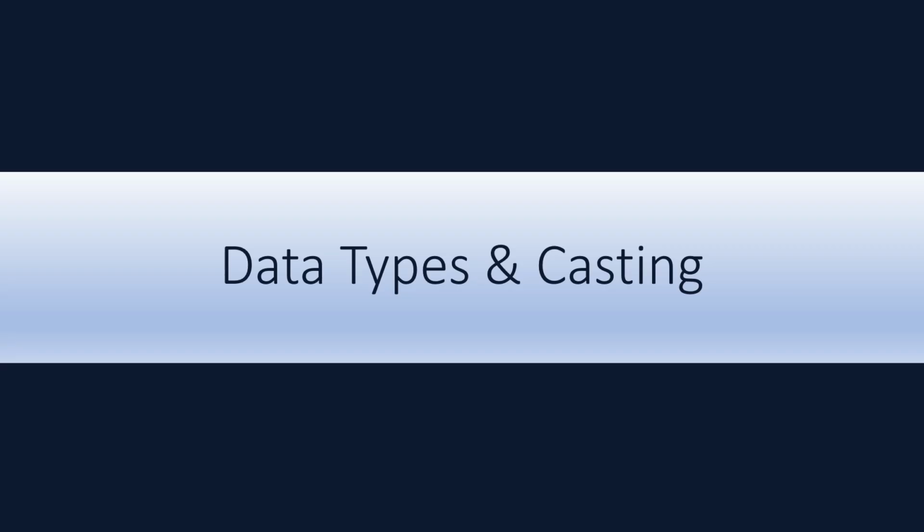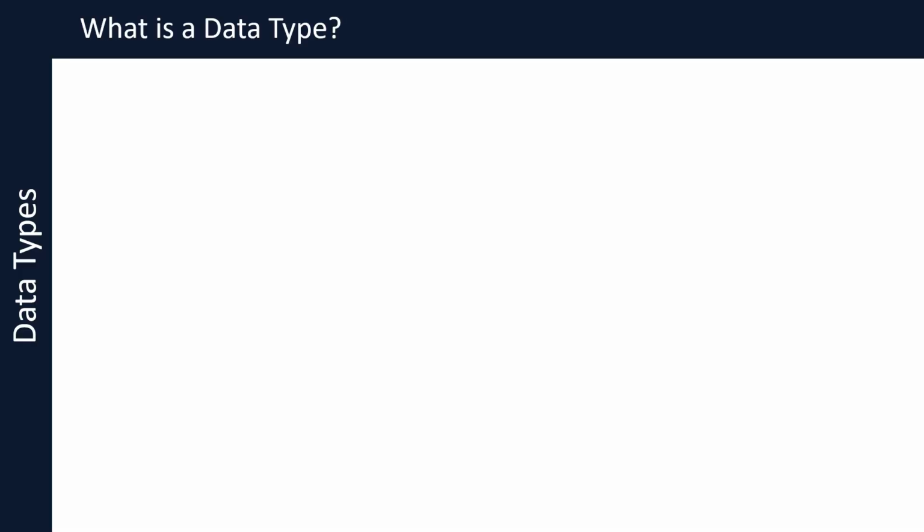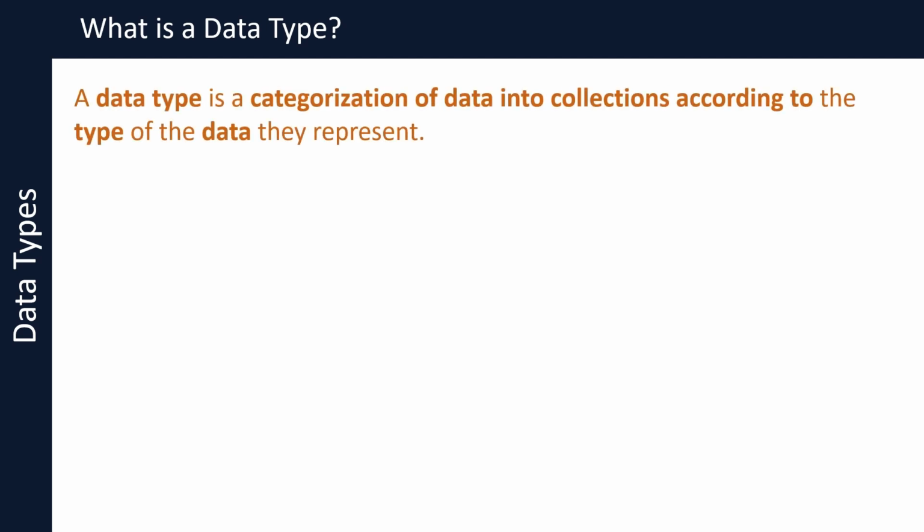In this video, we are going to look at data types and casting. Let's look at data types now. What is a data type? A data type is a categorization of data into collections according to the type of data they represent.